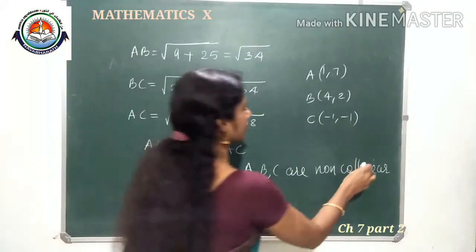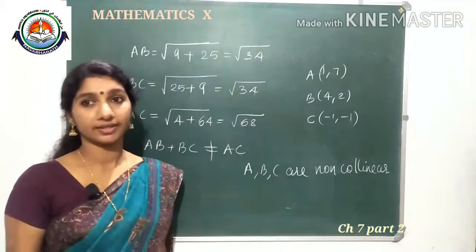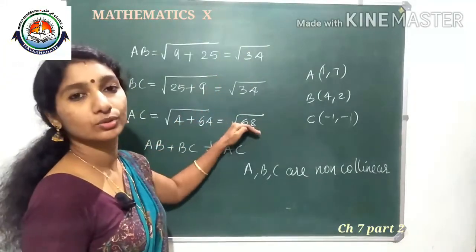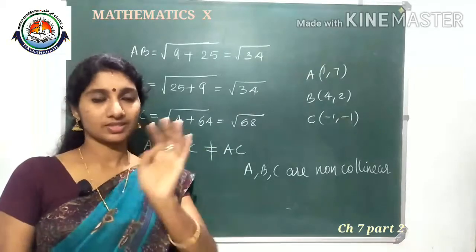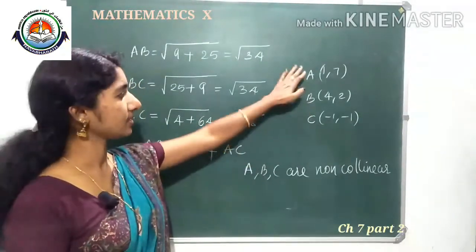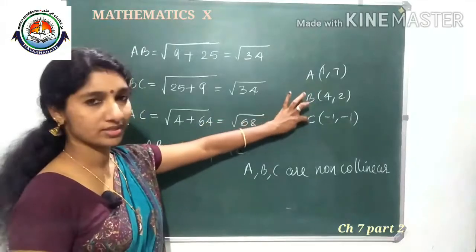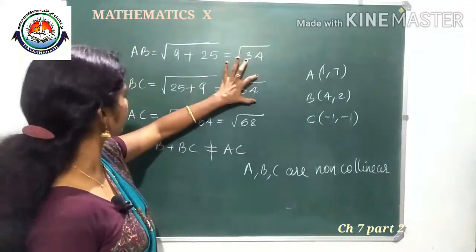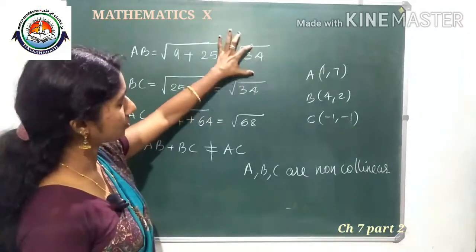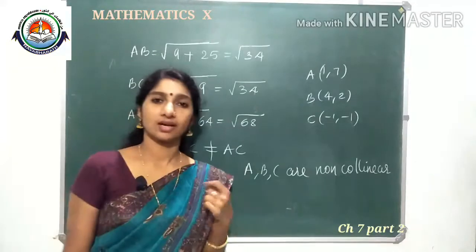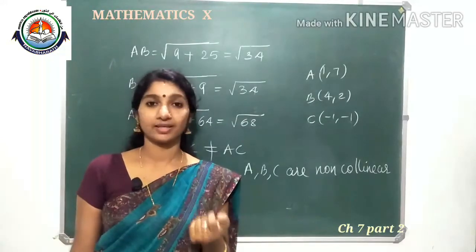Since they are not collinear, we will say non-collinear points. Why is it so? The two shortest distances do not add up to the longest distance. The longest distance is the last one, AC. Not only AC, according to ABC, our choice is only this ABC. So AB we got the shortest one, BC we got the shortest one. These two sum is not coming to the third distance. That's why it's not collinear points.